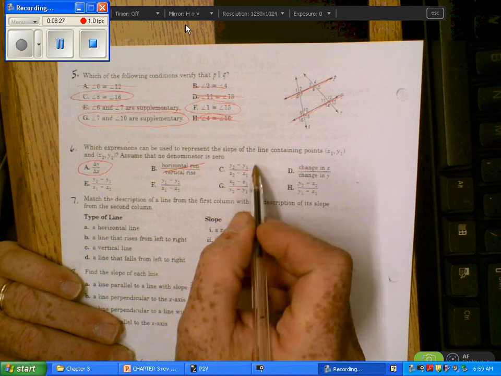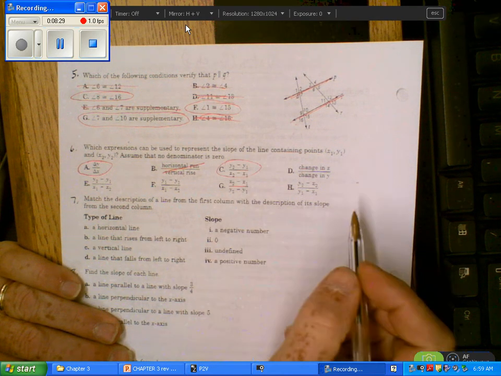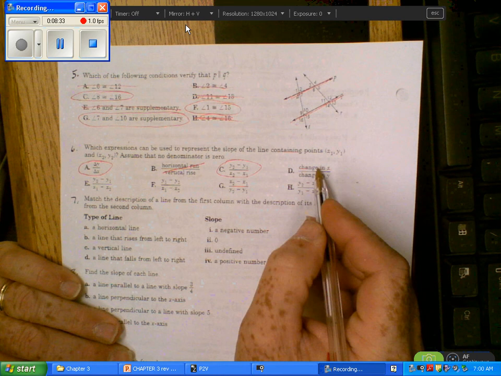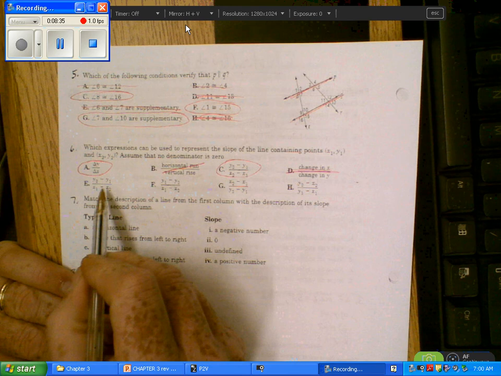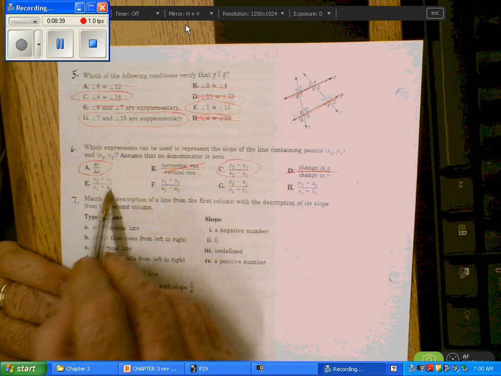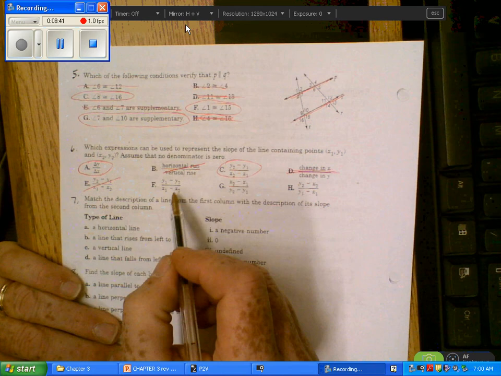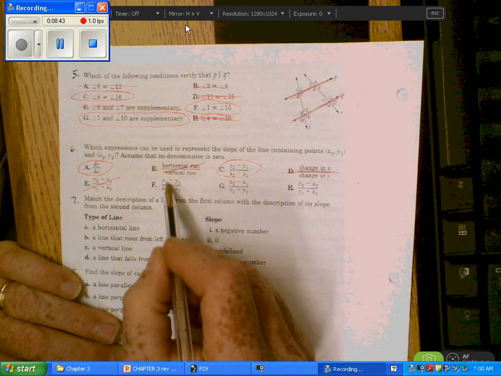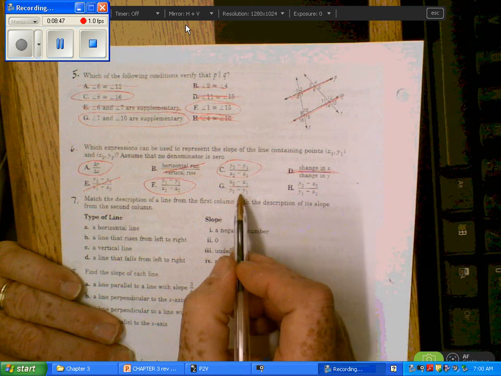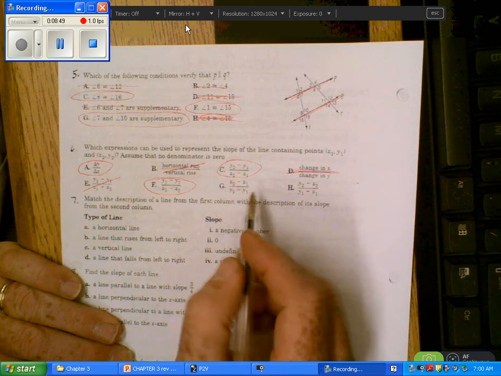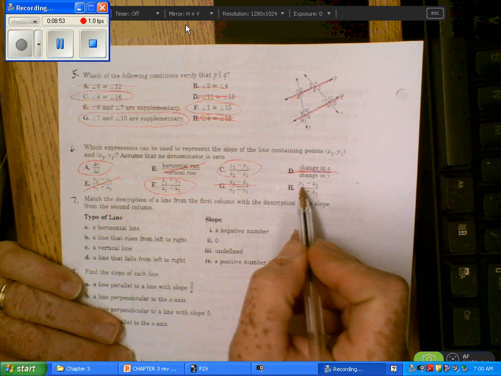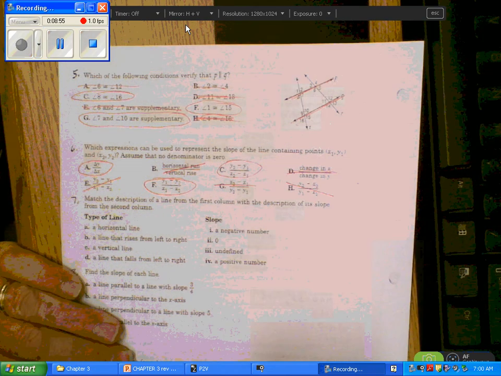Subtract the y's on top, subtract the x's on bottom. That works. This one would work, but it says change in x on top, so that's wrong. Subtract the y's on top. Look at the x's though, they switched them around, so that one won't work. Here, they're both switched around, so that one would work. Here again, they got the x's on top. That won't work. Here they got one y and one x. That won't work.